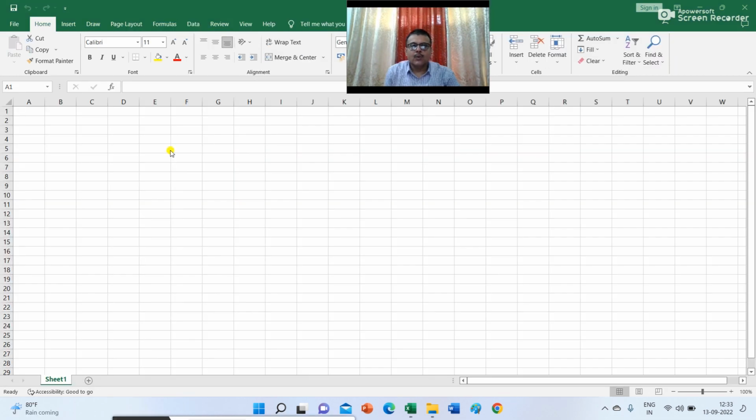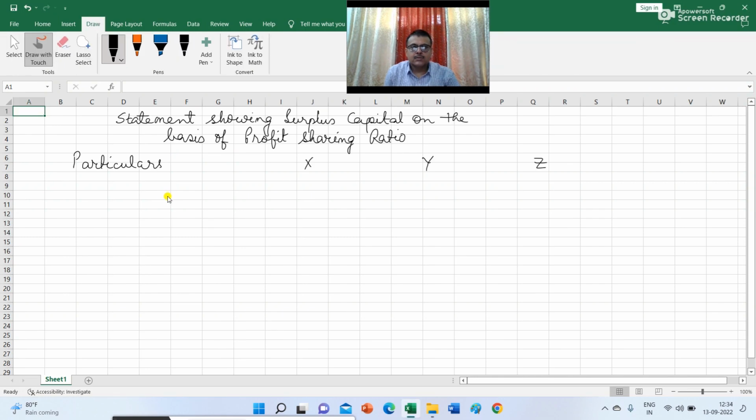First of all, we have to prepare the statement showing surplus capital. So we have to prepare a statement, that is the statement showing surplus capital on the basis of profit sharing ratio. So I have prepared the first column as particulars, then partner X, Y and Z. So the first point is the capital as on the date of dissolution.